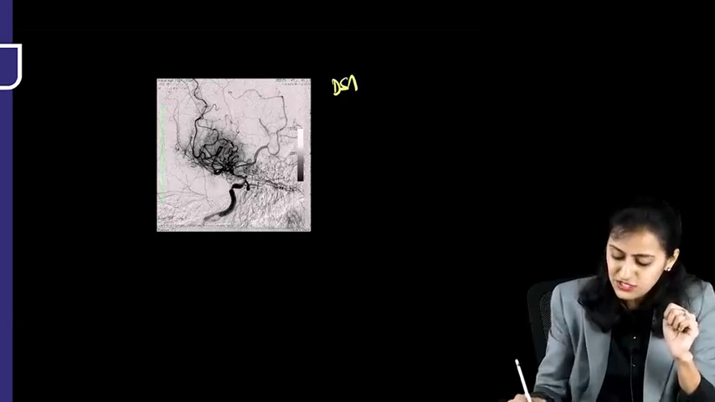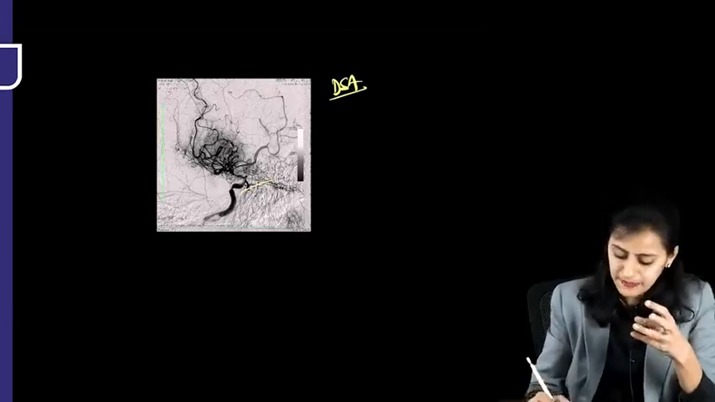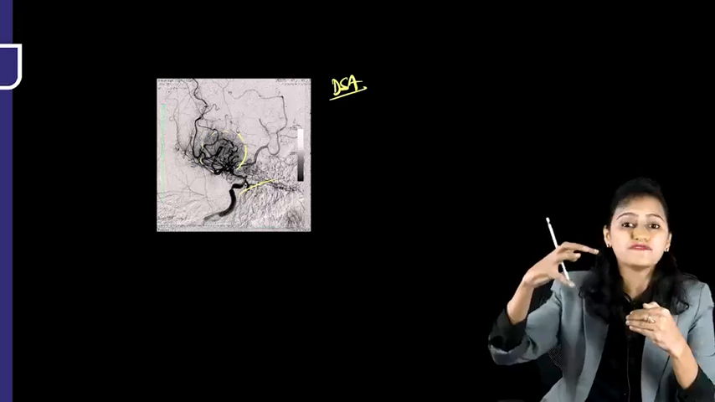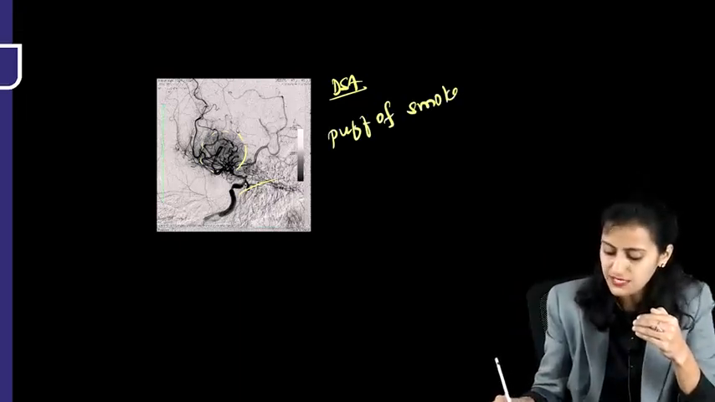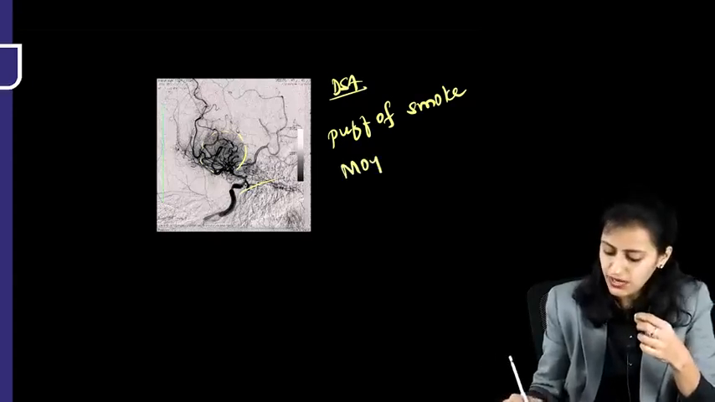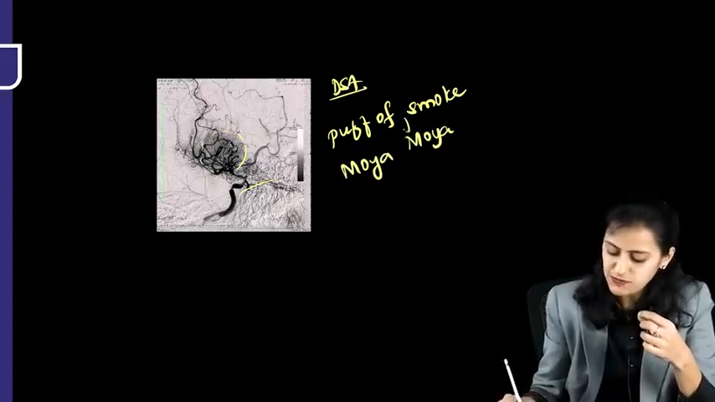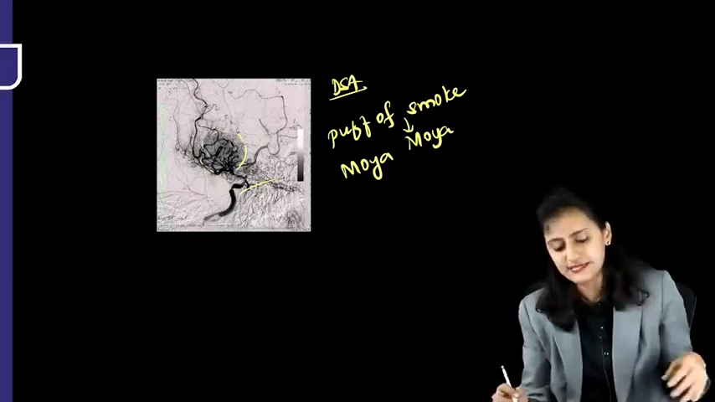Next one, this investigation is DSA because of the black vessel. You see the contrast going out of the vessel like a puff of smoke. So this is called puff of smoke appearance, which is seen in Moya-Moya disease. Okay, the puff of smoke appearance is seen in Moya-Moya disease.